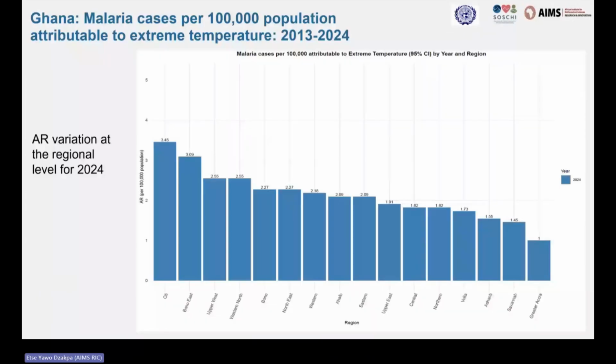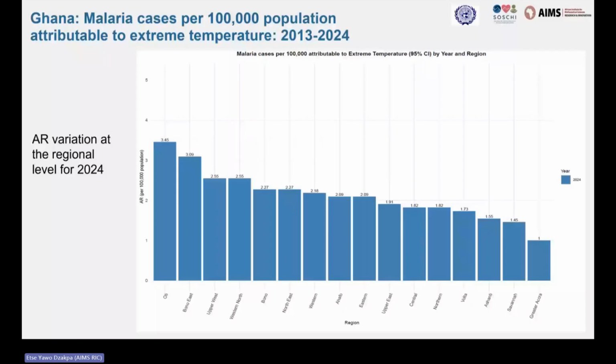We also have this on an annual basis, like we have for 2024, and then we identify clearly those statistics. So once you have your data and you input your data, you have the possibility to have all those statistics for reporting the extreme temperature impact on malaria cases.